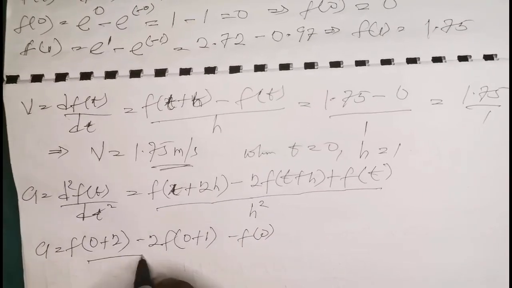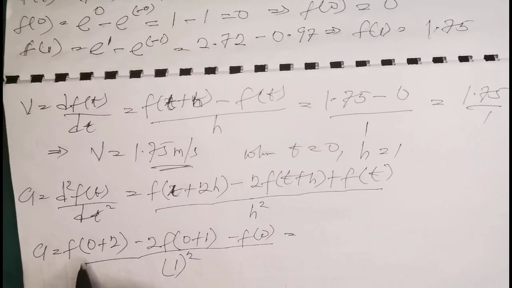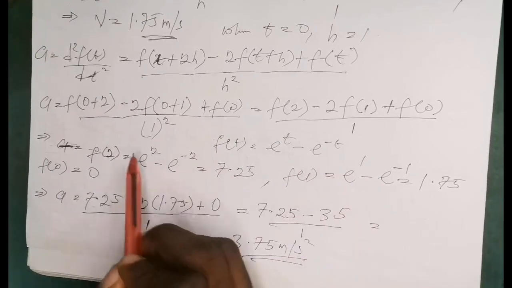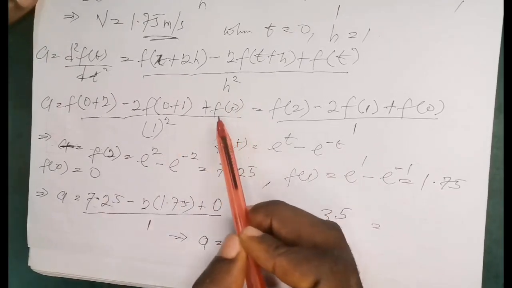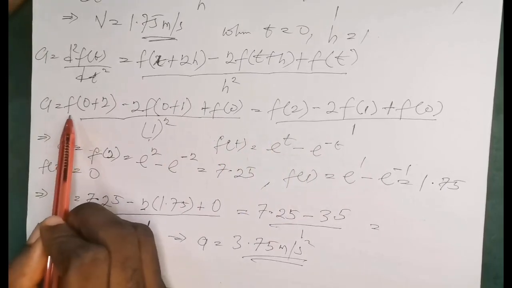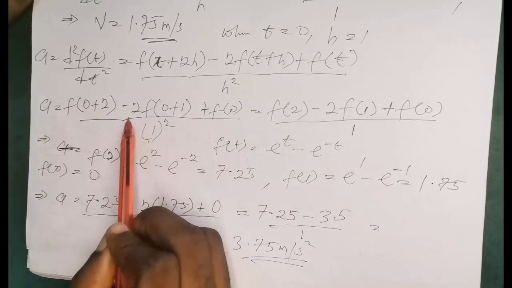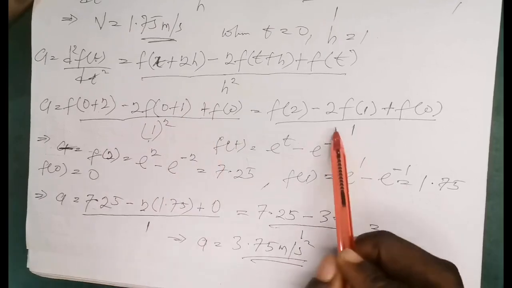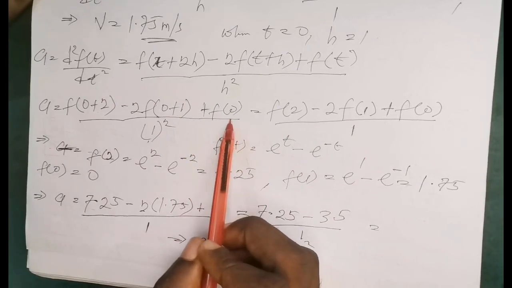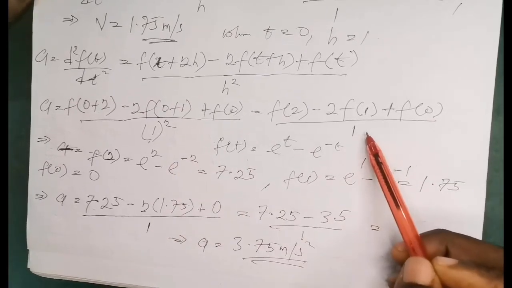plus f of t is 0, so f of 0, all over h squared, and h is 1, all squared. So pretty much everything has been solved, right? All over h squared, and of course h is 1, so that's 1 squared. And this is going to be equal to, so over here 0 plus 2 is 2, so you have f of 2 minus 2f of 0 plus 1 is 1, so that gives you 2f of 1 plus f of 0, all over 1 squared, which remains 1.